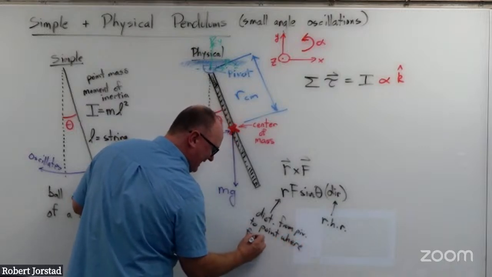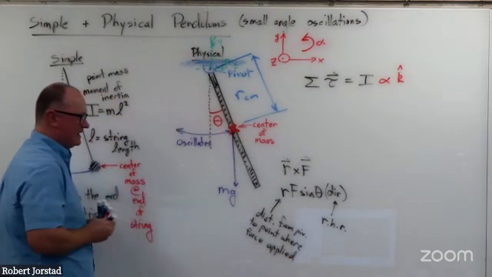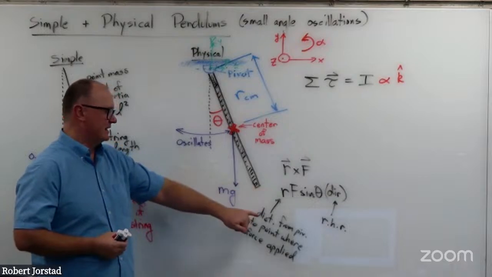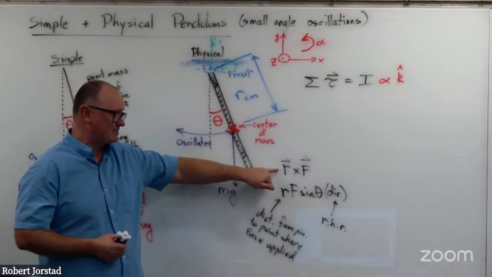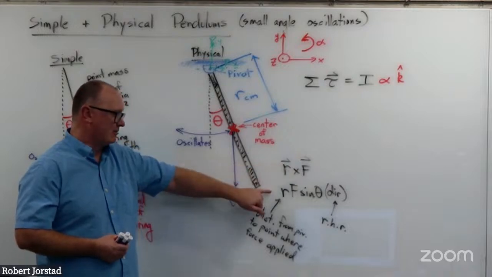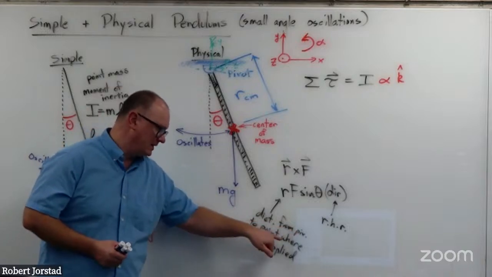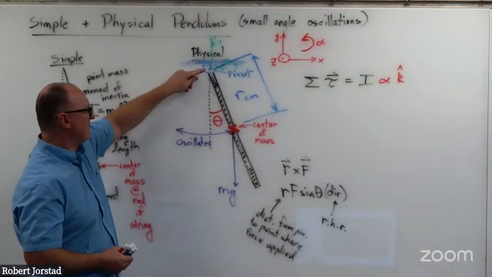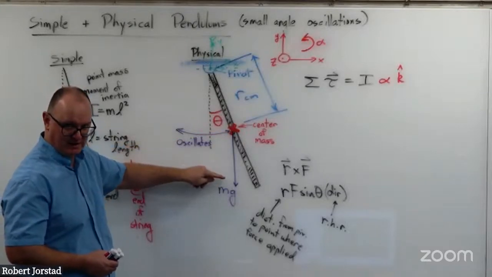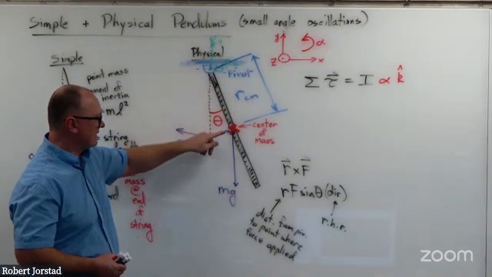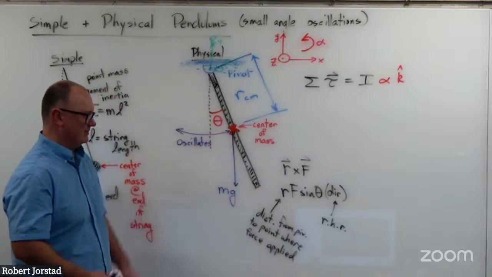That's the distance from the pivot to the point where the force is applied. I'm going to say that again. In this torque equation, R here is not a vector. Note, you'd have to use the vector displacement from the pivot to the force. Here we're using the distance from the pivot to the point where the force is applied. From the pivot to the center of mass, because that's where the gravitational force is applied. From the pivot to the center of mass is R if the force is mg.